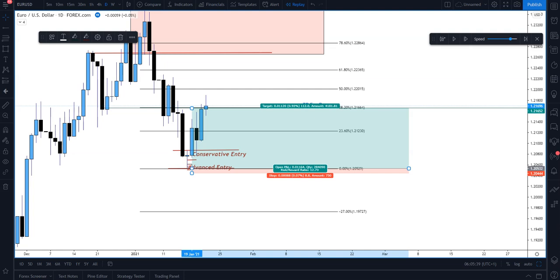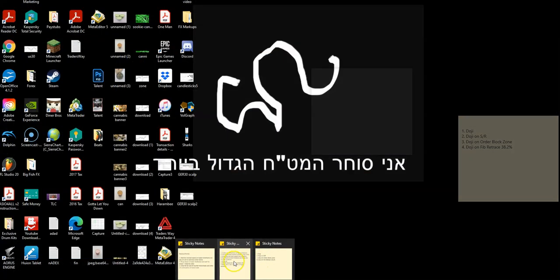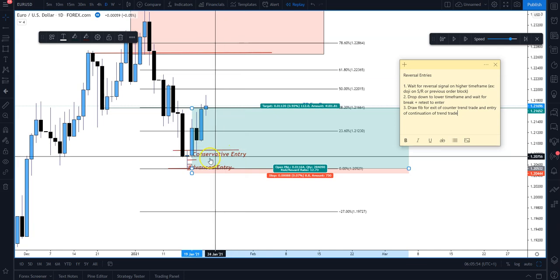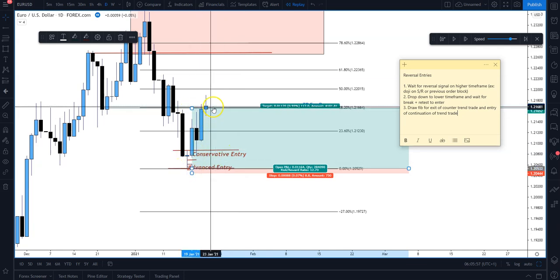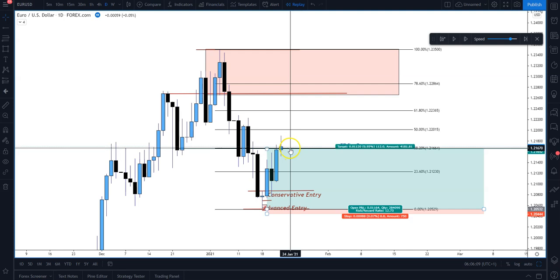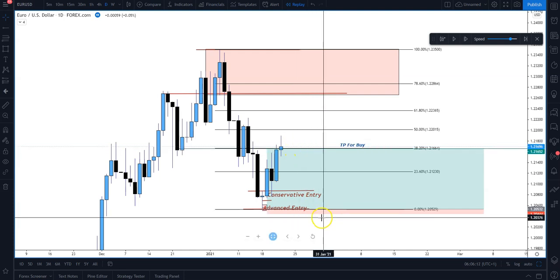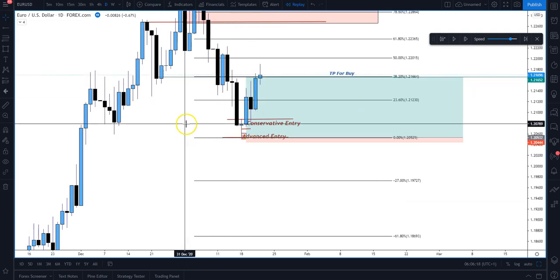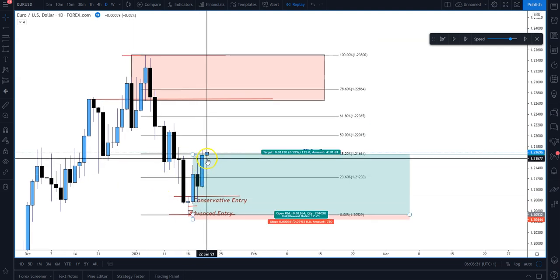So we followed the steps. We wait for reversal signal on higher time frame, drop down to lower time frame, break and retest, draw fib for exit of counter trend. So the counter trend has been exited. We're good. And now an entry of continuation trend trade. So now we're waiting for an entry for this. Remember the trend, that's why we drew the fib, so we can understand exactly when to enter for a continuation. We knew that this was going to be a reversal, but it's a counter trend trade.